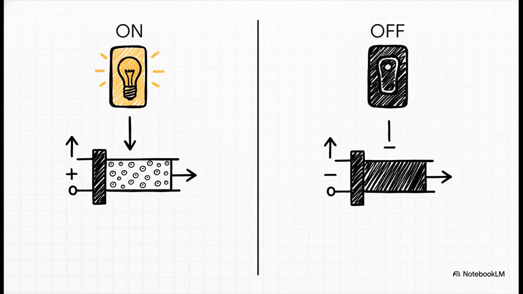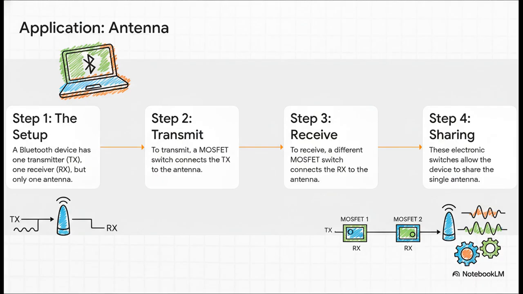And it's really straightforward. You apply a high voltage to the gate, and boom, you get a low resistance path. The switch is on. You apply a low voltage, and the resistance shoots up to infinity. The switch is off. This is what makes it such an amazing electronic switch with no moving parts. And this isn't just theory. It's happening right now, inside the device you're watching this on.